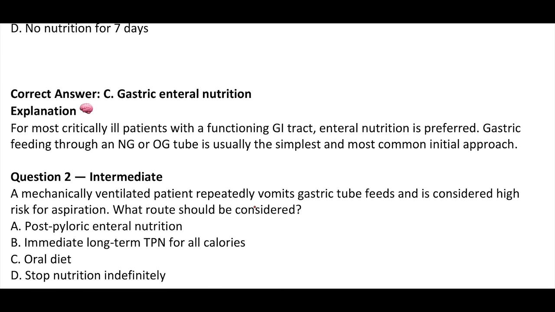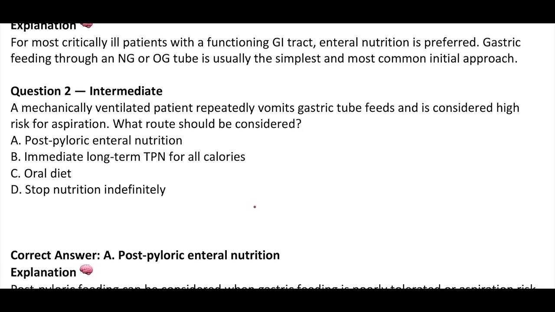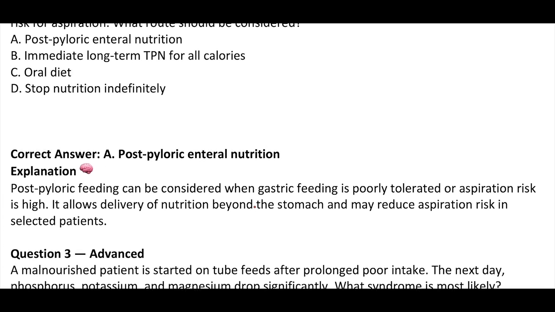What route should be considered? A, post-pyloric enteral nutrition. B, immediate long-term TPN, which is parenteral nutrition. C, oral diet. Or D, just stop nutrition indefinitely. Correct answer, pause if you need to, is A, post-pyloric enteral nutrition.